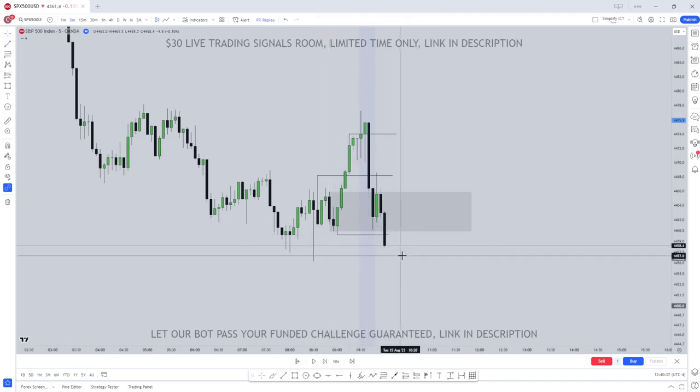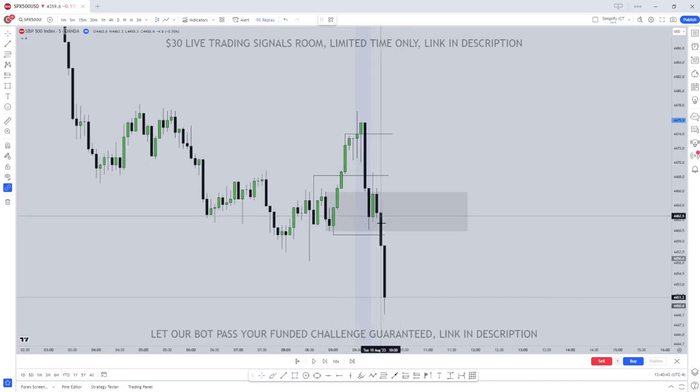Now, the next question is, remember, we're following the rules. Is there a fair value gap? As you can see, we've got 1, 2, 3 candles making an FVG right here. So we've got a breaker block and we've got an FVG. And remember, the FVGs don't have to be perfectly within the breaker block, but this is showing us that this is displacement right here and that this is a high probability setup.